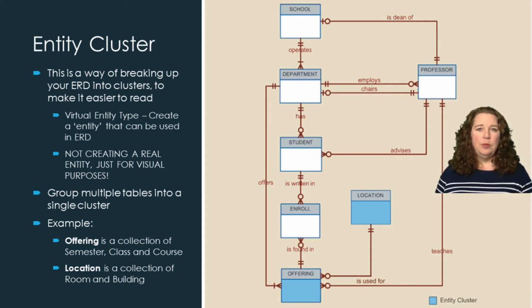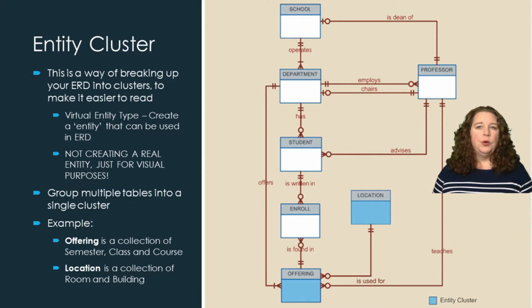It's kind of like looking at a book and you can see there are 10 chapters, and then each chapter has 10 things inside of it. So we can look at that. These are virtual entity types. You're not going to create an entity that's going to do this. This is nothing you're building in the database. This is literally just for visualization purposes to make it so that you can see what's going on better.